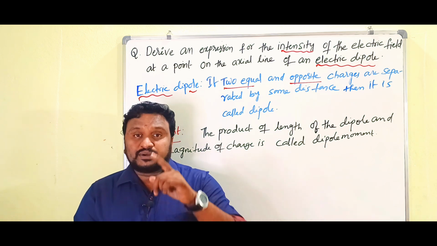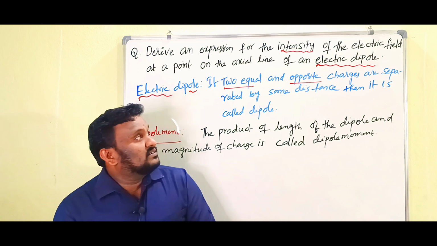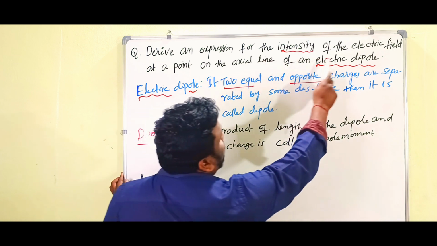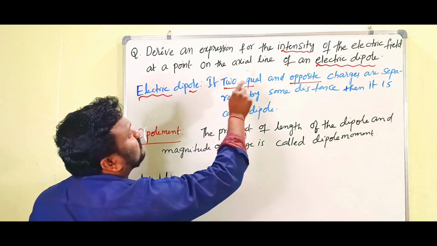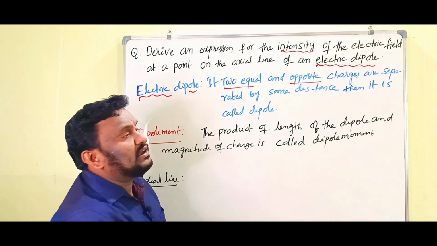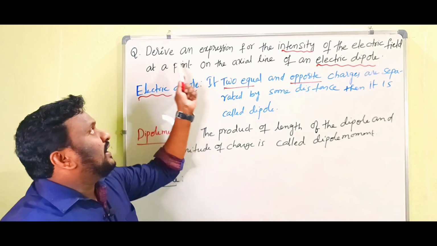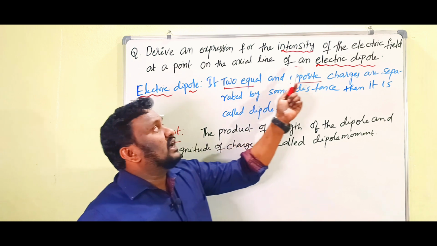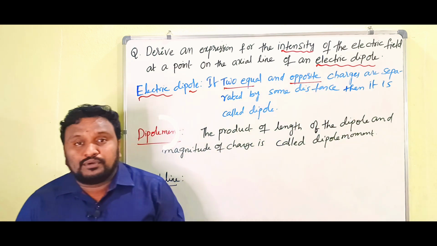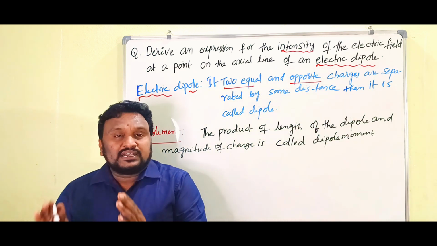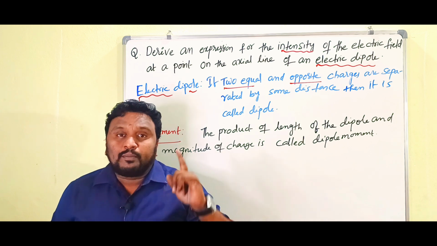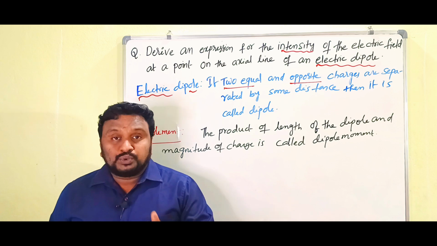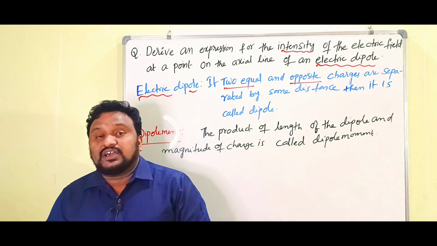Dear students, the question should be like this: Derive an expression for the intensity of the electric field at a point on the axial line of an electric dipole. So we have to derive the equation for the electric field intensity at a point on the axial line of an electric dipole.